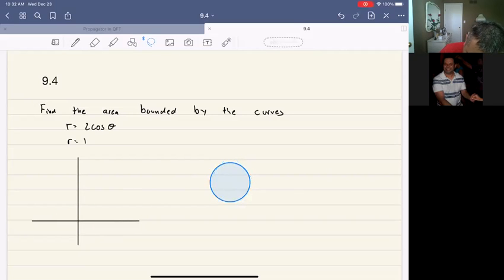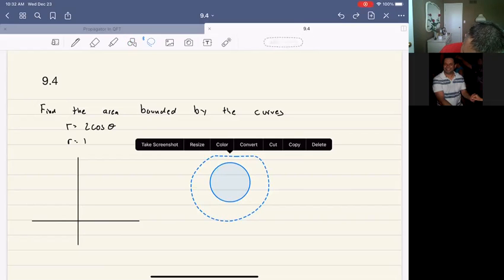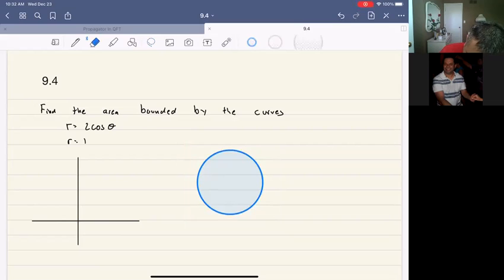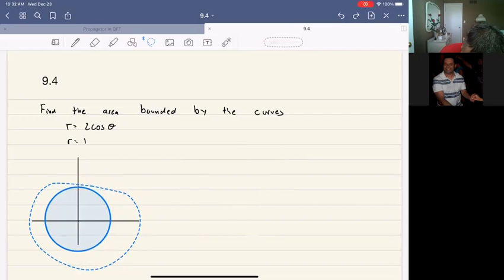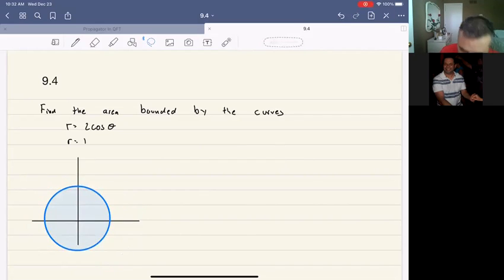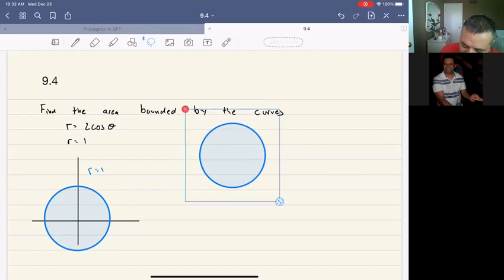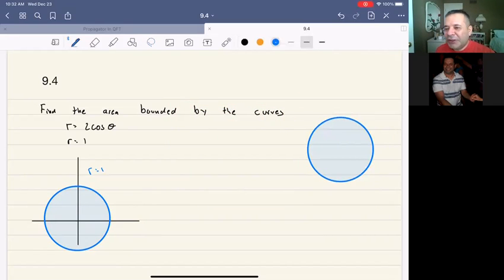Let me see if I can erase that inside. Nope. Try that again. Make that a little bigger. See if I can erase the inside. No. Okay. No matter. That's my r equals 1 circle. I'm going to need that again, so I'll just leave it here. But you don't know that, not until we actually solve r equals 2 cosine theta.